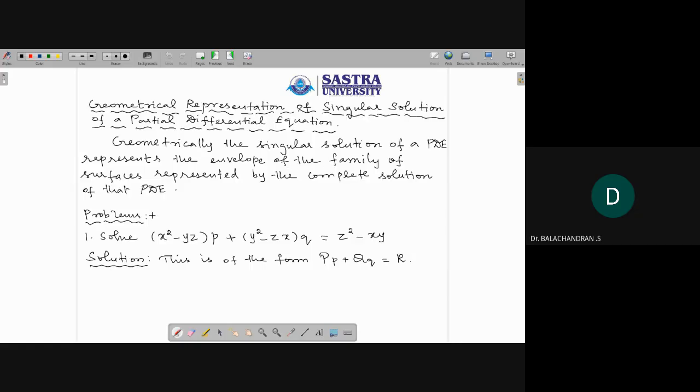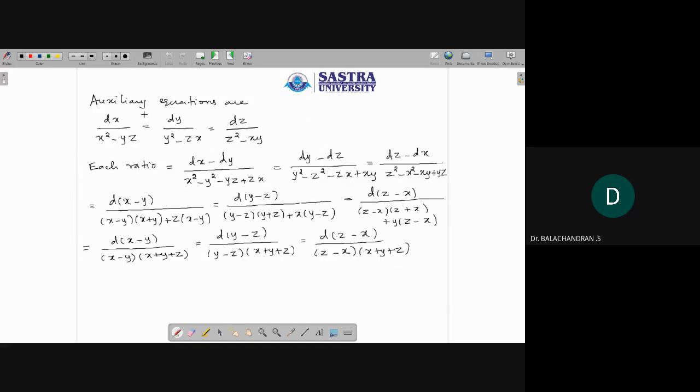Okay. So this problem comes under Lagrange because this is the form Pp plus Qq equal to R. So this is a little bit of a different problem. That's why I want to explain this problem to you. Okay. So auxiliary equation: dx by P equal to dy by Q equal to dz by R.